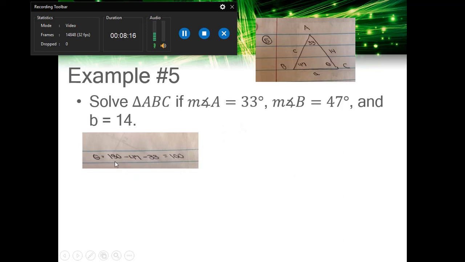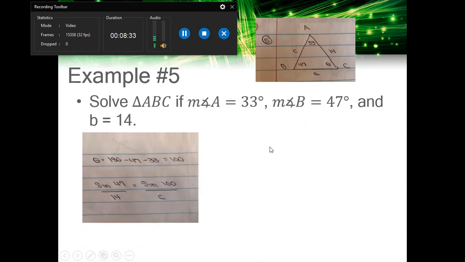So if we know 180 degrees are in a triangle, I'm going to subtract off the two angles that I know. So angle C is 100 degrees. You can set up any type of ratio that you want. You can keep using 33 and 47. At some point, you will need to use the 100. So I decided to start there, and I'm solving for side C first. So sine of 47 is compared to 14, and then sine of 100 is compared to C.